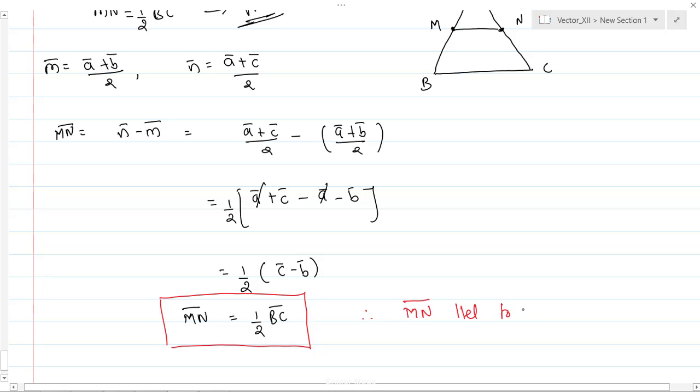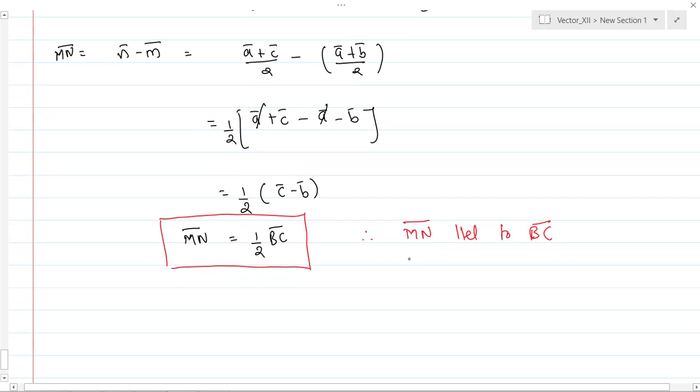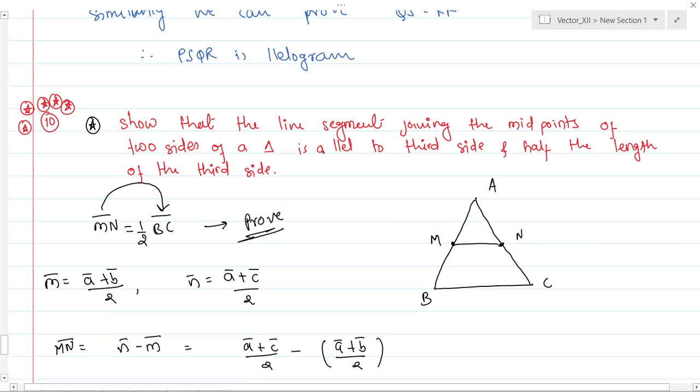The reason is the scalar multiple theorem, scalar multiple vectors. That's why. And if I take magnitudes on both sides, what you will get is mod of MN bar is equal to 1 by 2 of mod of BC bar. Means whatever the length of BC, if I take half of it, I will get MN. The same thing we wanted to prove here: half the length of the third side, and it is parallel to the third side.